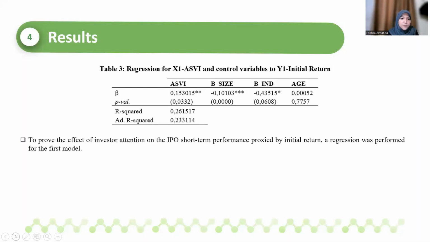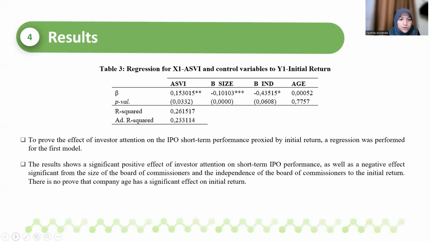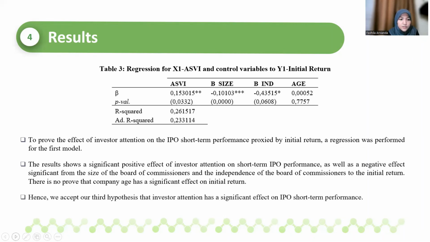This is the third result. To prove the effect of investor attention on the IPO short-term performance, proxied by initial return, a regression was performed for the first model. This result shows a significant positive effect of investor attention on short-term IPO performance, as well as a negative and significant effect from the size of the Board of Commissioners and the independence of the Board of Commissioners on the initial returns. There is no proof that company age has a significant effect on initial return. Hence, we accept our third hypothesis that investor attention has a significant effect on IPO short-term performance.